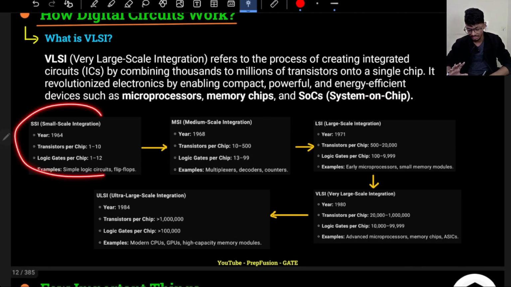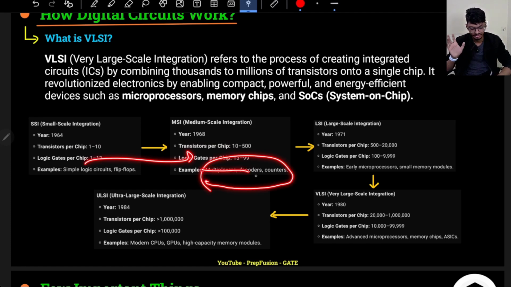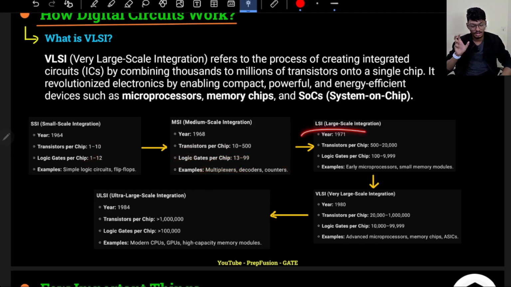It is more efficient. So we started with SSI. What is SSI? It is small scale integration, whose year is 1964. Previously, these are the stats, transistors per chip, logic gates per chip, it is very low, okay. Then we came to medium scale integration, the year can be roughly wrong, but around 1968, which has transistors per chip a bit higher than the previous case. Then the logic gates per chip also increased, right? And of course we developed a few complex circuits like multiplexers, decoders, counters. Next we came to large scale integration, which was developed in 1971, where transistors per chip were increased even more. You can see the development is 20 to 40 times more.